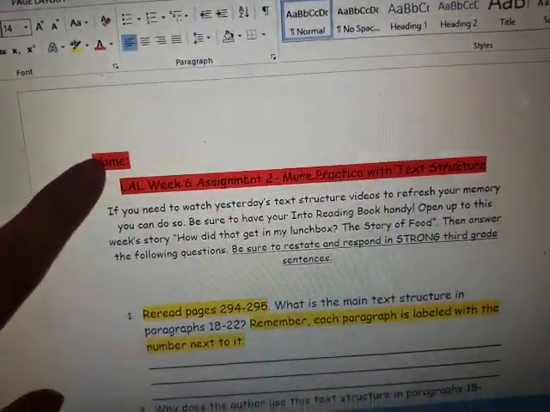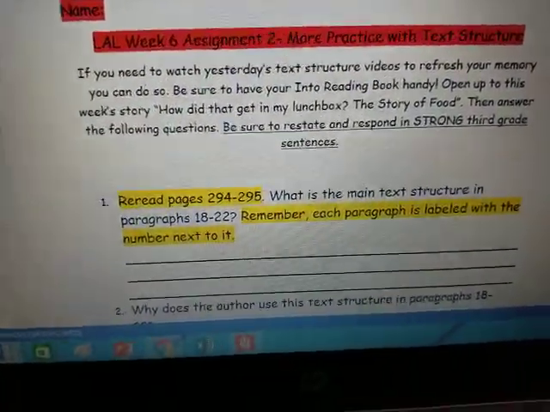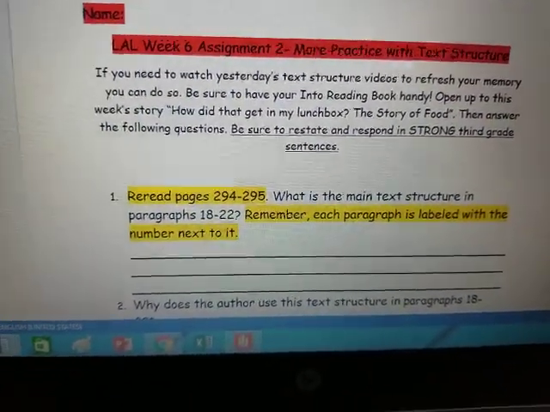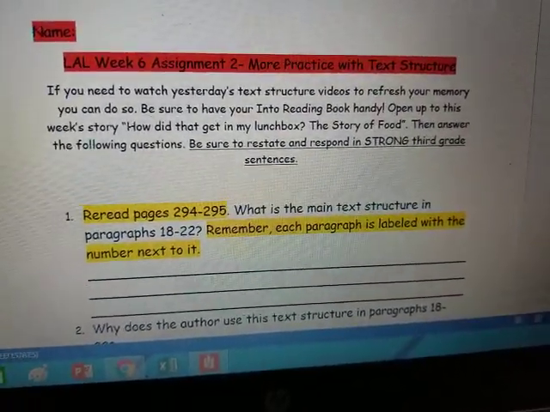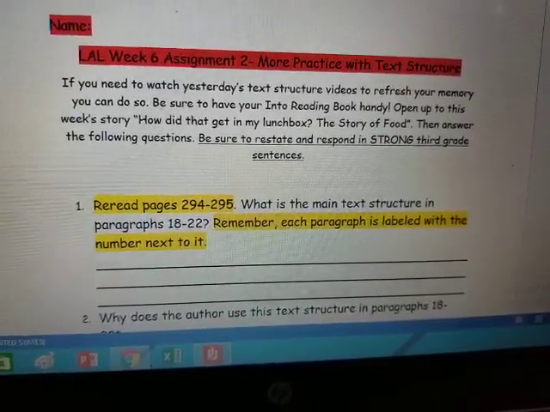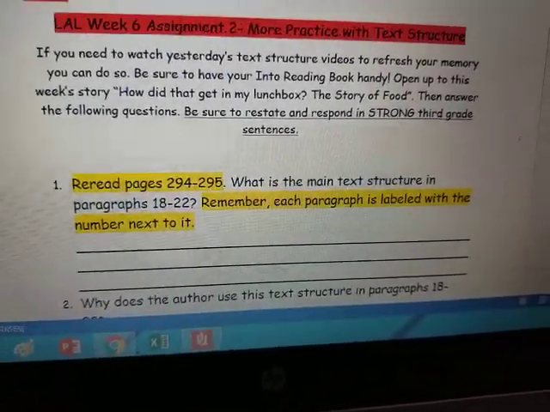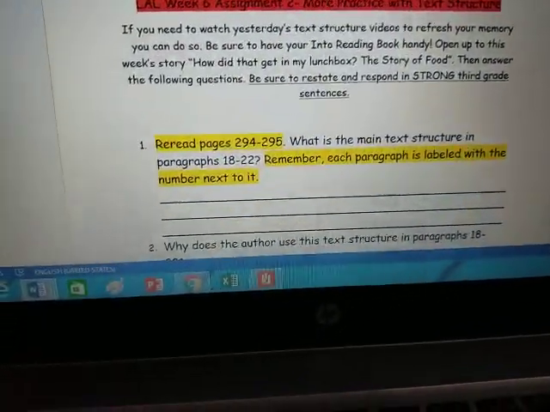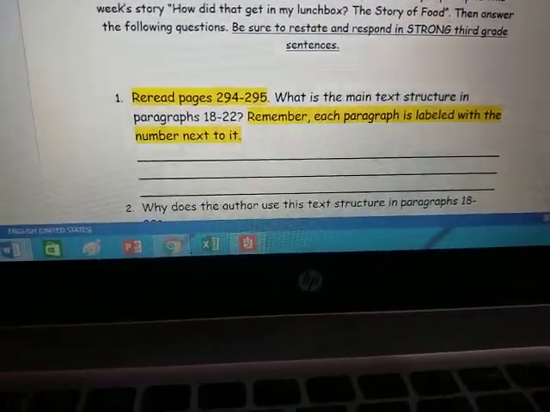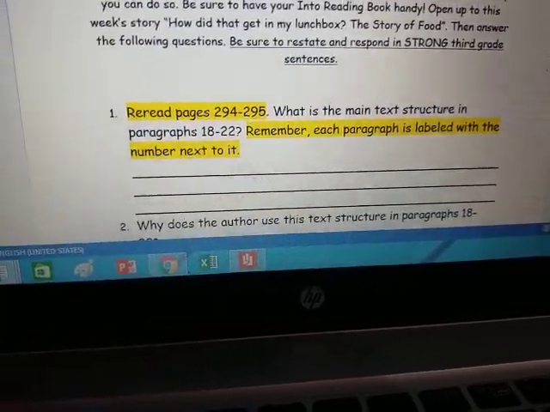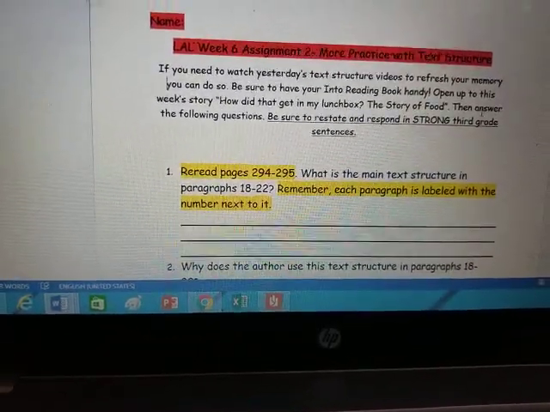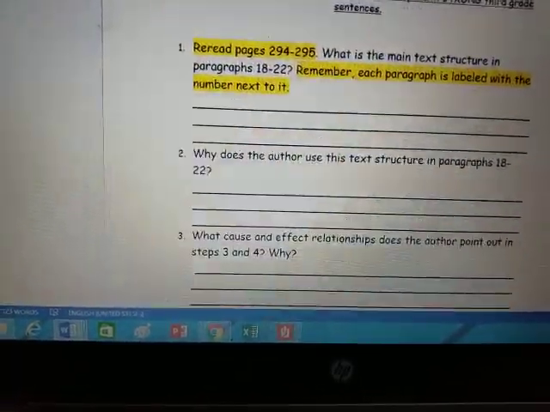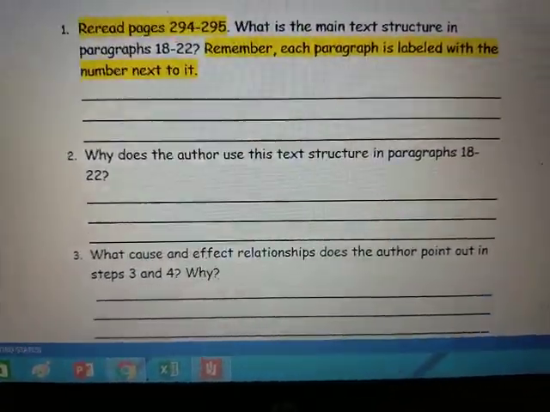So as always, write your name. If you need to watch yesterday's text structure videos to refresh your memory, you could do so. So again, there were videos, so if you need to watch the videos, go ahead and do that just to help you. But be sure to have your MyBook, your reading book, next to you for this assignment to help you. Remember, when you're answering the questions, full, complete third grade sentences, or you will get points taken off. Remember, this is our new type of school now. So we're in school, we do exactly like we do when we're in the classroom.